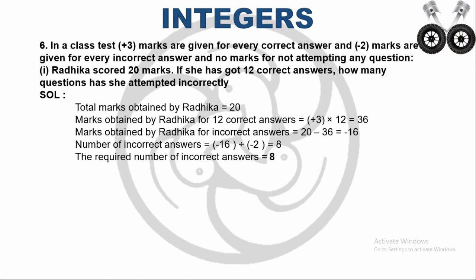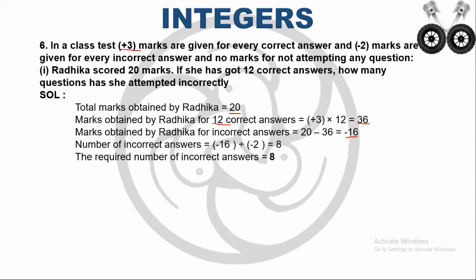So the total marks obtained by Radhika is 20. How many questions has she written correctly? 12 questions. So 12 into 3, because for each question the mark awarded is 3. So 12 into 3, the answer is 36. So the mark obtained by Radhika for incorrect answers is the total mark minus the mark she scored for the correct answers. So 20 minus 36, the answer is minus 16.